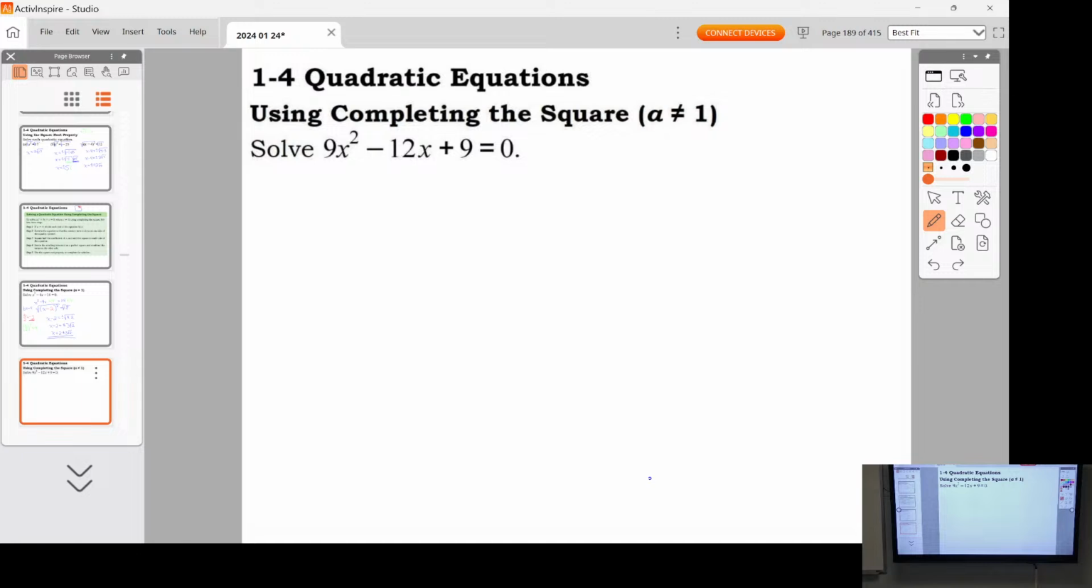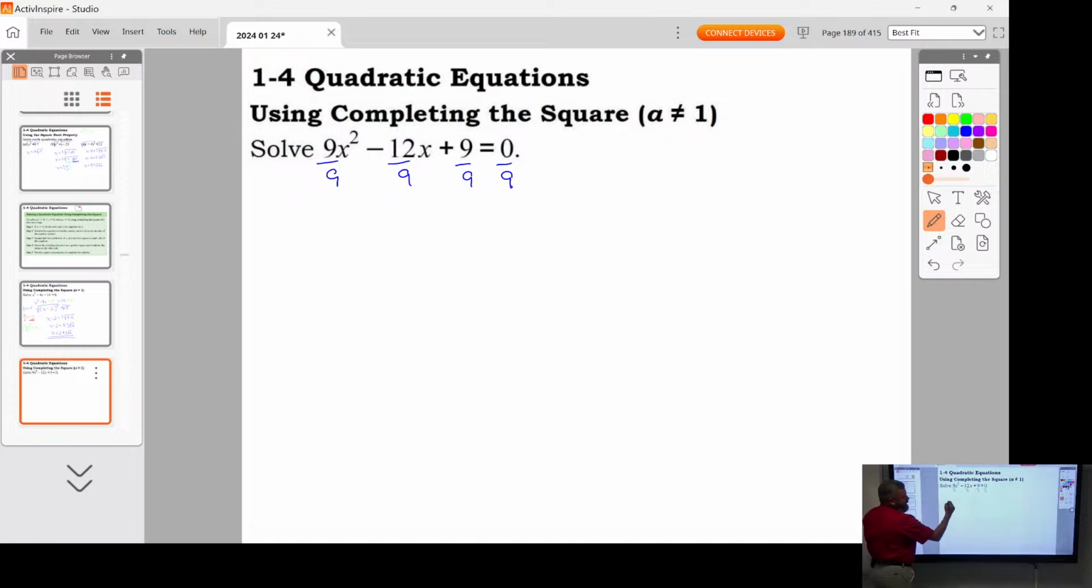But I can make it a 1. How can you turn a 9 into a 1? Can't subtract. Divide everything by 9. So if a is not 1, here's the first step. If a is not 1, you divide everything by a. So I will divide everything, all 3 pieces, by 9.